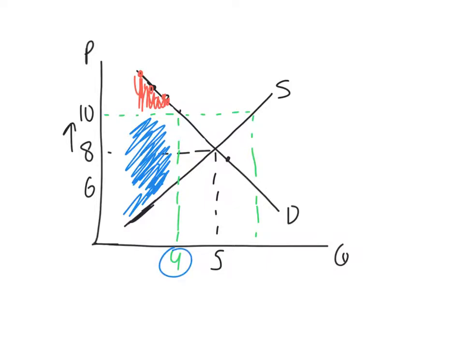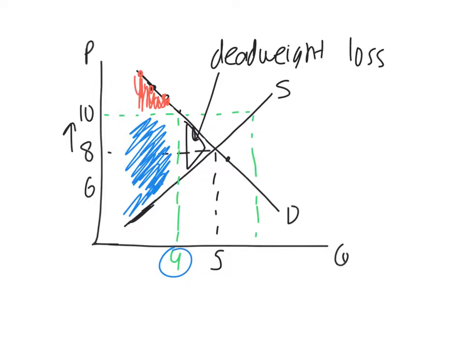And this is because there are fewer people willing to buy and fewer producers willing to produce this product now that the price has increased. So now what we're left with is, in this triangle right here, a deadweight loss. And these are the people who are now out of the market. Therefore, the total surplus would decrease.